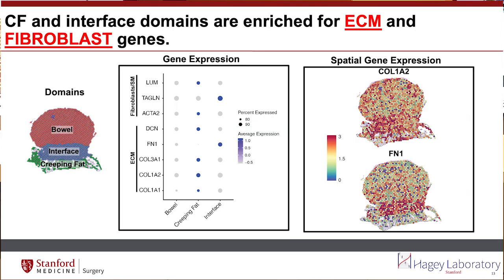And so very interestingly, when we do this division, we're able to find that there was an enrichment of these ECM genes, such as collagens and fibronectin, as well as fibroblast genes in the creeping fat, and particularly at the interface. And I just want to point out fibronectin in particular because it seems to localize very clearly to the interface. And that suggests that it's really the interface that may be the most actively involved in stricture formation.